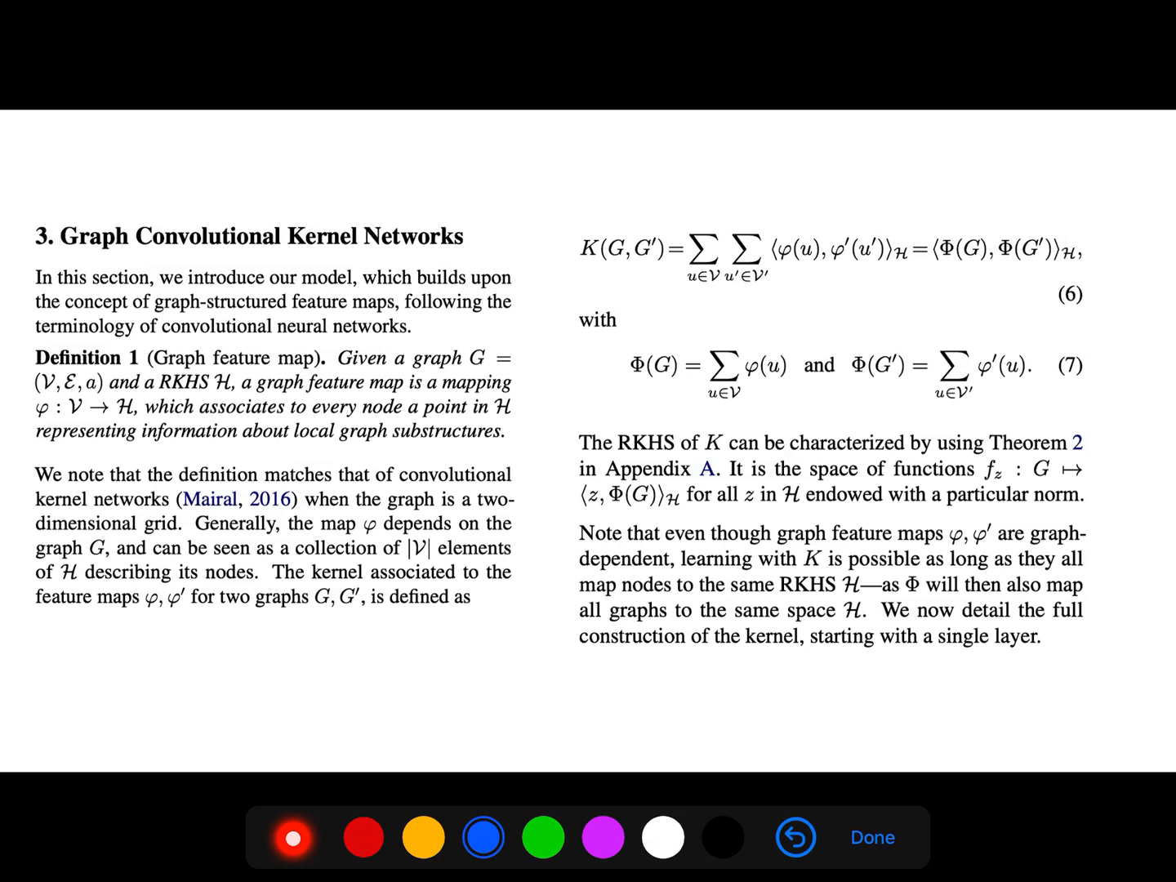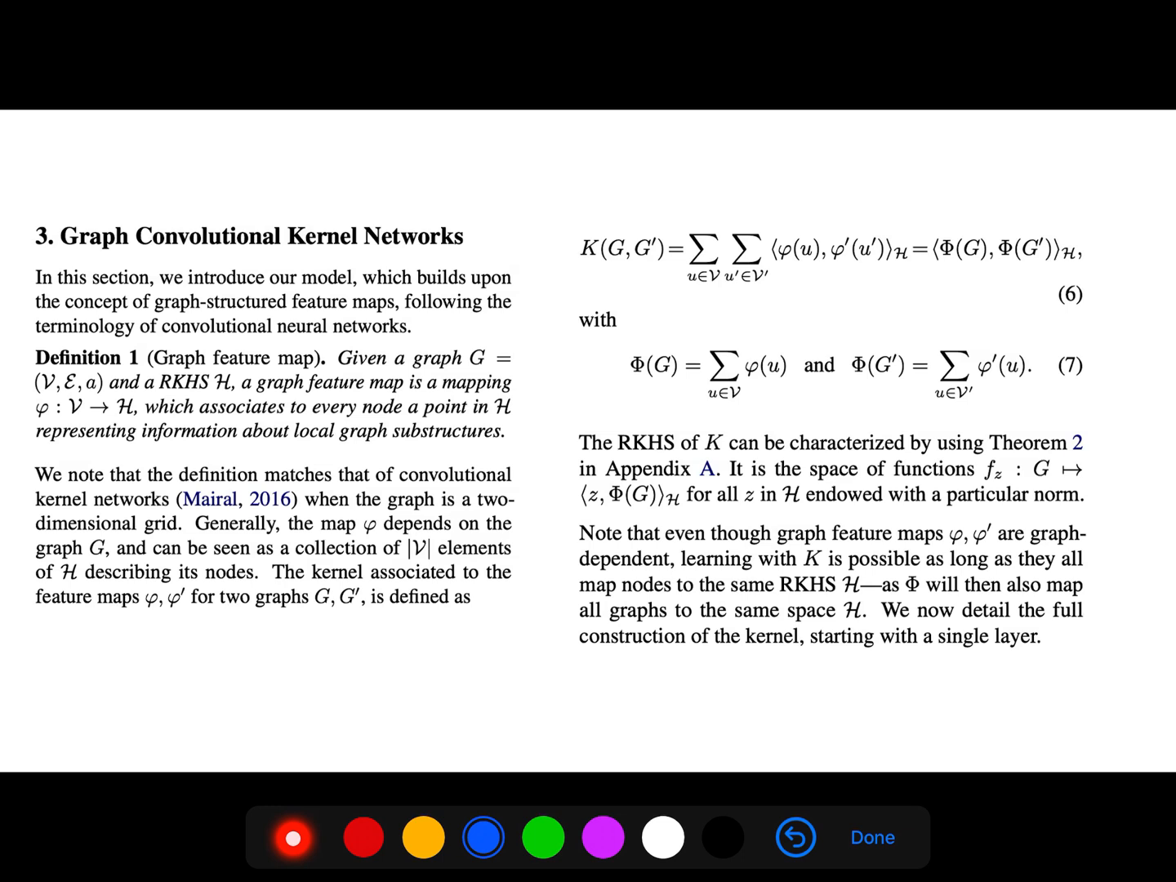Now they define this graph feature map, which, given a graph G and a reproducing kernel Hilbert space, is a mapping phi which associates to every node a point in Hilbert space, representing information about local graph substructures. For example, the kernel associated to maps phi and phi prime for two graphs is defined like this. Even though graph features phi and phi prime are graph dependent, learning with K is possible as long as they all map nodes to the same reproducing kernel Hilbert space.